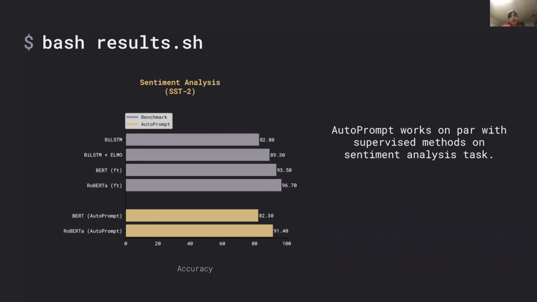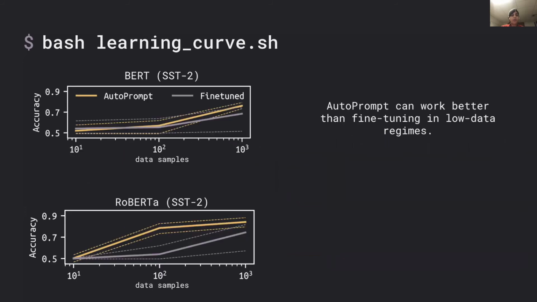We see here the comparison of our AutoPrompt with other supervised methods, as well as the fine-tuned language models. AutoPrompt performance is comparable to fine-tuned models, and it is surprising that RoBERTa performs better than BiLSTM and BiLSTM with ELMo models. We also looked at how AutoPrompt performs in comparison to fine-tuning when the number of data samples is low, and we can see that specifically RoBERTa gets better results in low data regimes in comparison to fine-tuning. This is surprising considering that AutoPrompt is just adding some task-specific tokens to the input string with no fine-tuning.